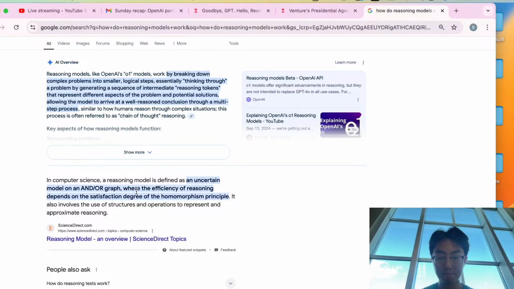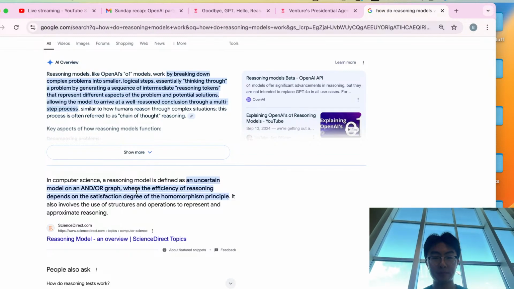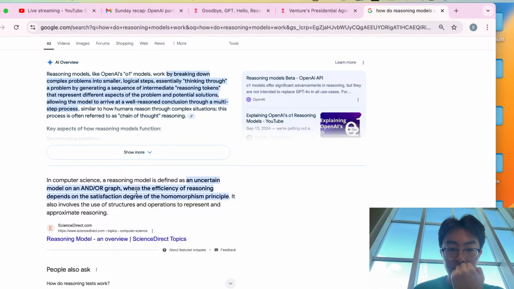Okay. So I guess I can add this here though: reasoning tokens are discarded after they are used for thinking through an input. Okay, so that's very interesting.